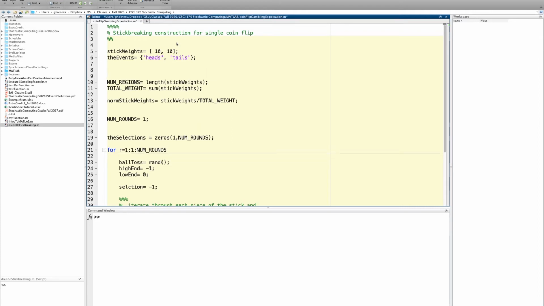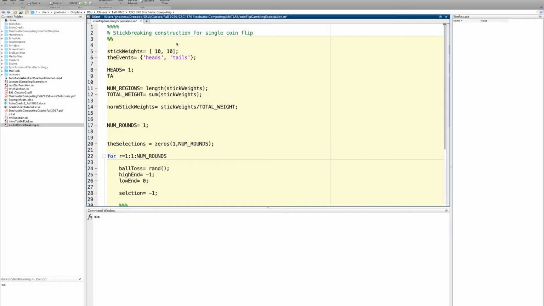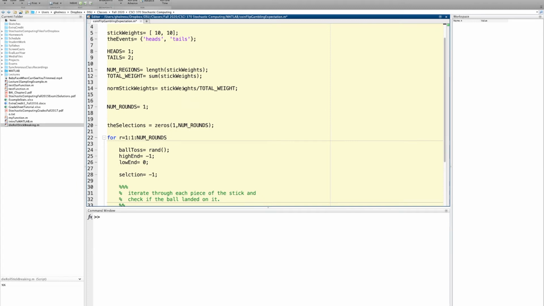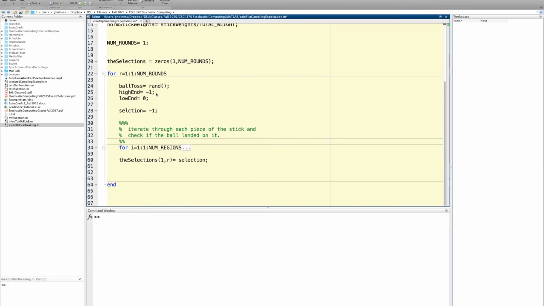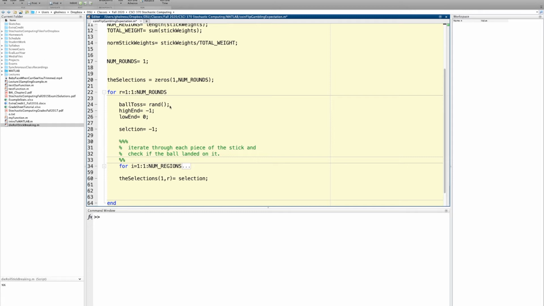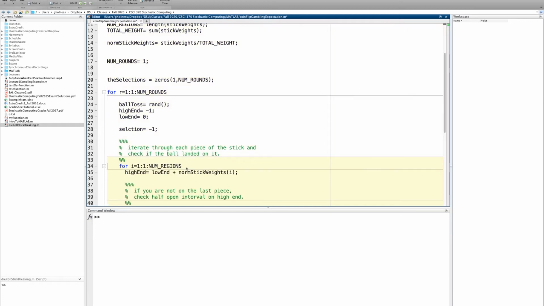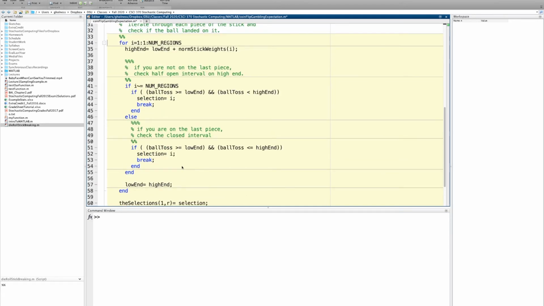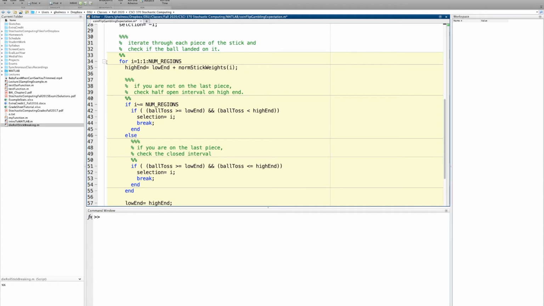Now I'm going to add some convenience constants. I'm going to say heads equals 1 and tails equals 2. And I'm going to use these variables later to help me. And so I normalize the stick weights, and I select the high end and low end, and I set a random number generator between 0 and 1, and I check it against all the stick regions, and I have a selection. And so I've collapsed that part that implements the stick breaking since we've done that before.